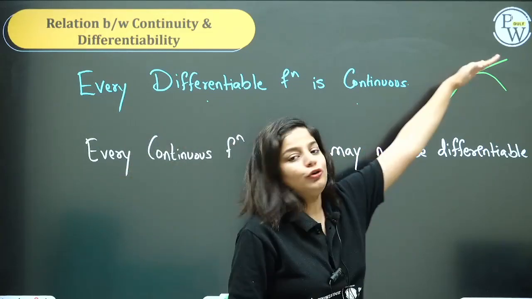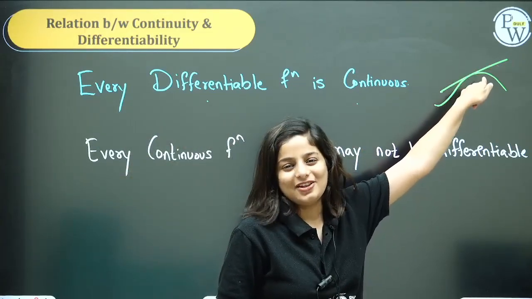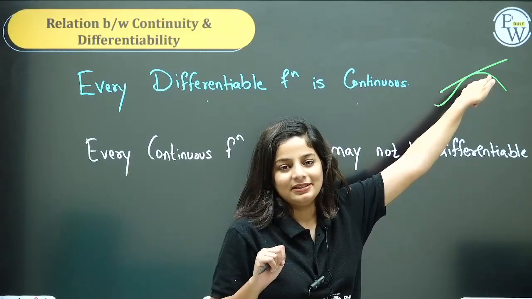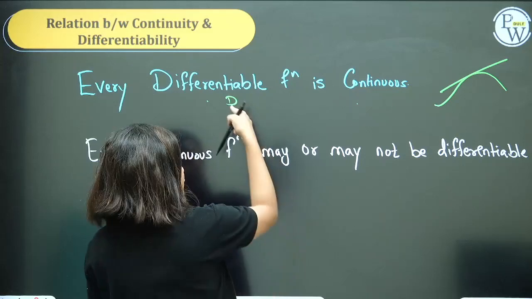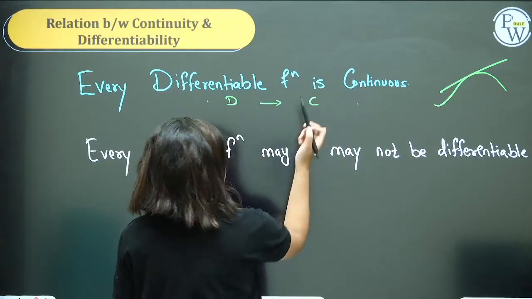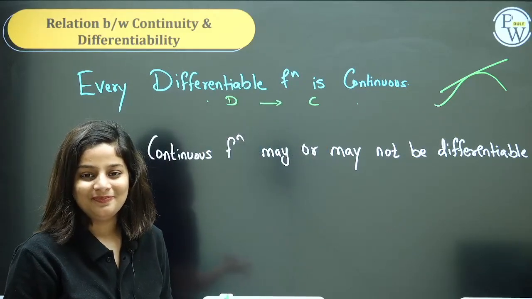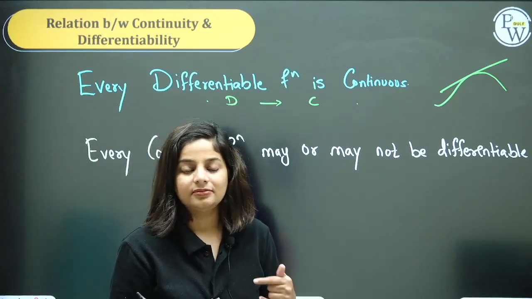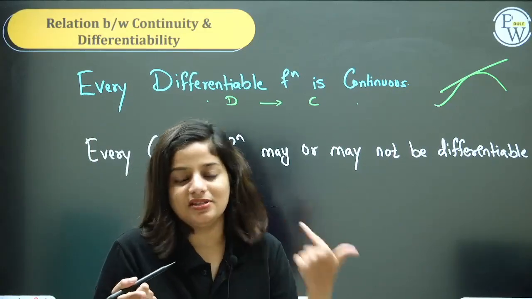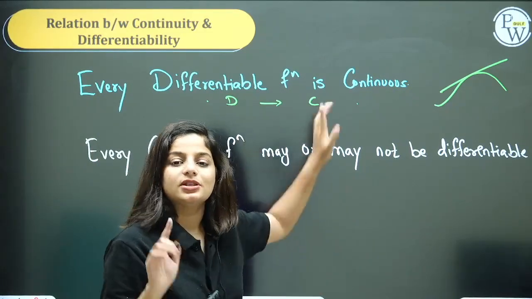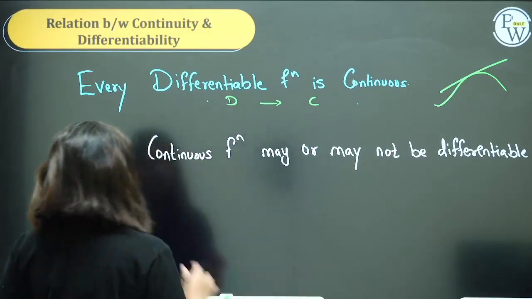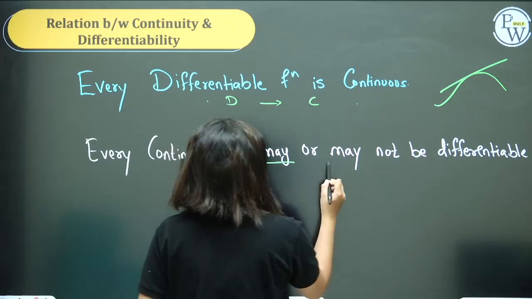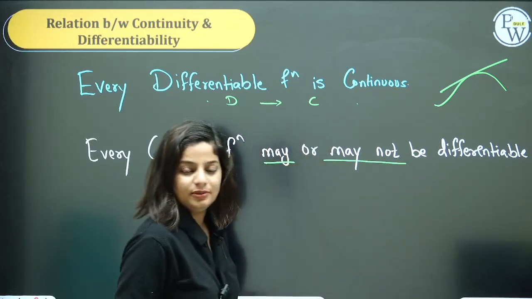If you want to draw the tangent, it has to be continuous. There cannot be a break. If you are studying A, B, C, D, and you know D, that means you already know C exists. If it is differentiable, it is already continuous, whereas vice versa is not true. Every continuous function may or may not be differentiable.